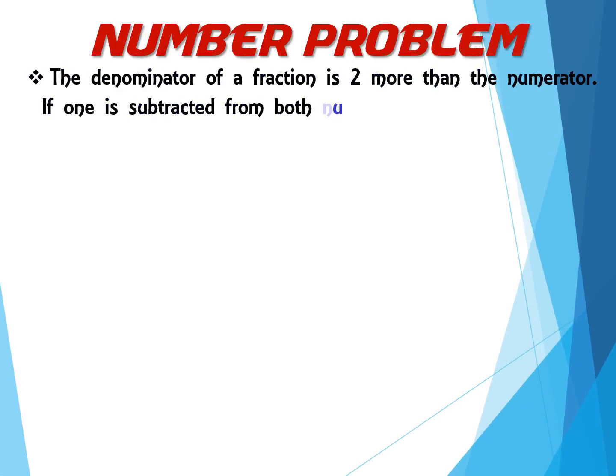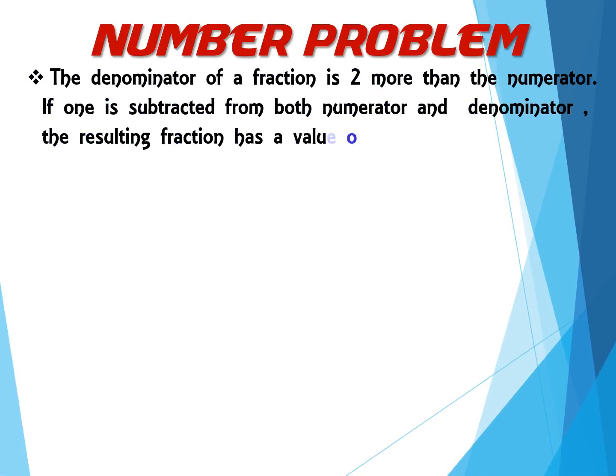Let's have some application problems. So we have here a number problem. The denominator of a fraction is 2 more than the numerator. If 1 is subtracted from both numerator and denominator, the resulting fraction has a value of 1/2. Find the original fraction. So for the problem solving, the first thing that you're going to do is to represent the unknown. So here we are looking for the original fraction.